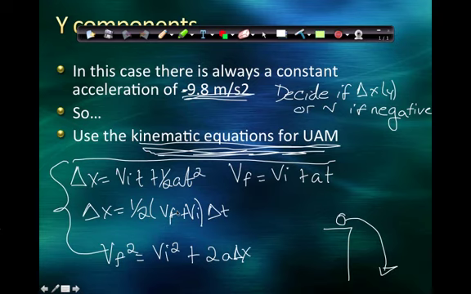So for x, you're going to use the baby equation, velocity equals displacement over time. And then for y, you will use these 4 equations depending on whatever is given to you and what you're solving for.